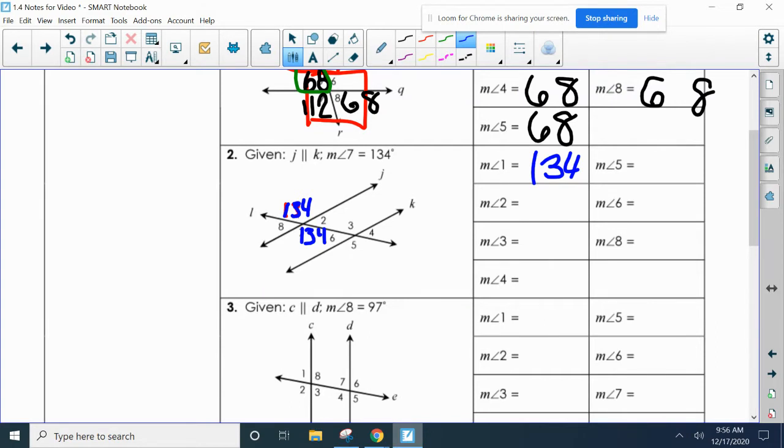I know that 7 and 2 form a straight line, which gives me 180. So if I take that 134 from 180, I'm going to get angle 2. So angle 2 is going to be 46. I know 2 and 8 are vertical, and I said I was going to color code it and didn't. And vertical angles are congruent, so 2 and 8 are both 46.